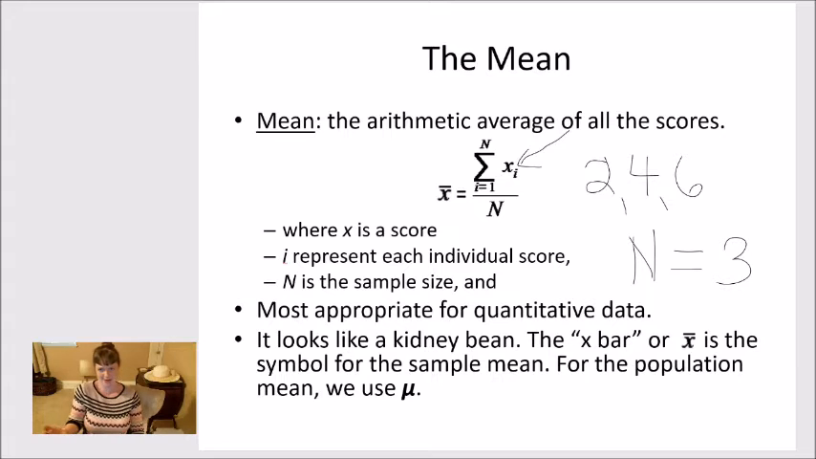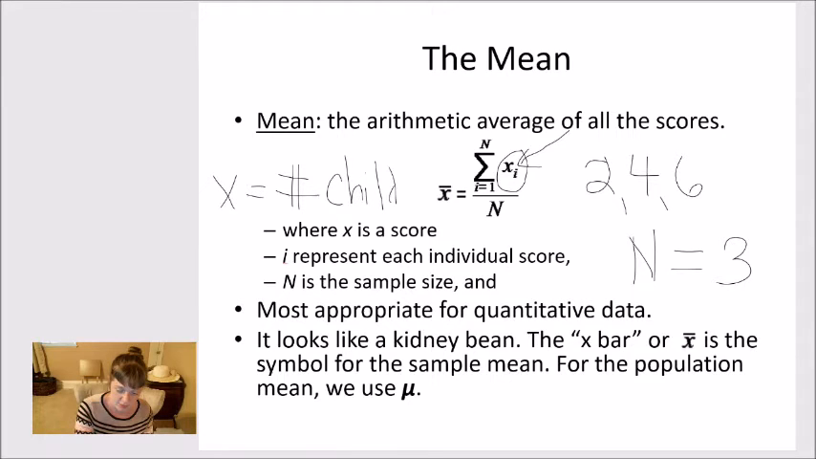What are the x's? X sub I simply stands for each person's individual response to the question, how many children do you have. And so x stands in, symbolically, for the idea of the variable number of children. X is simply defined as the number of children that you have.